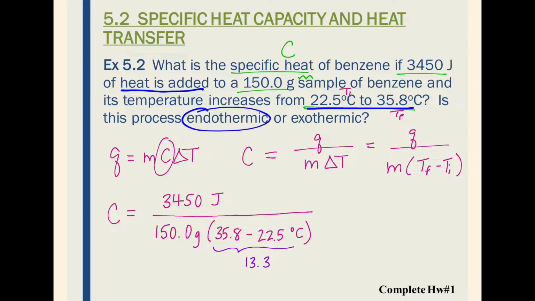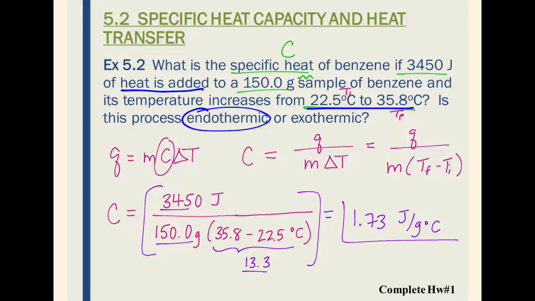Now I'm multiplying and dividing. So if I count sig figs, I've got 3, 4, and 3. 3 is the limiting value. So if I do all of my work here, my specific heat capacity, with 3 sig figs, comes out to 1.73, and then my unit would be joules per gram degree Celsius. So there we are for 5.2, and again, we said this was an endothermic process.